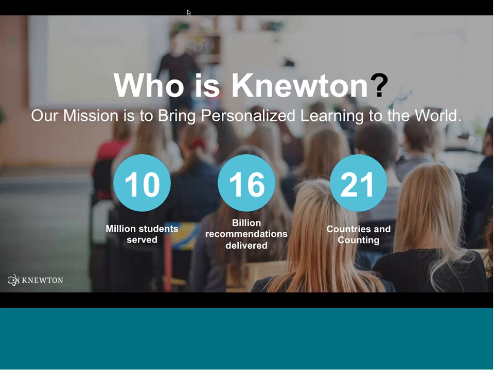Think of it like Intel provides the brains that powers computers. Knewton has been providing the adaptive intelligence that powers other people's content. Through these third-party relationships, more than 10 million students are currently using Knewton. And internationally, we are in every continent but Antarctica. And that translates to 16 billion recommendations that we are delivering.